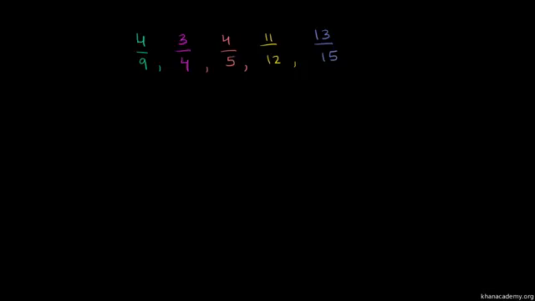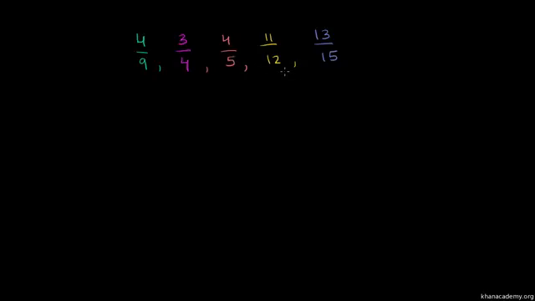What I want to do in this video is order these fractions from least to greatest. And the easiest way, and the way that I think we can be sure we'll get the right answer here, is to find a common denominator. Because if we don't find a common denominator, these fractions are really hard to compare: 4/9 versus 3/4 versus 4/5, 11/12, 13/15.